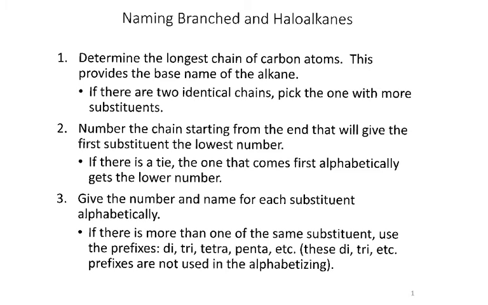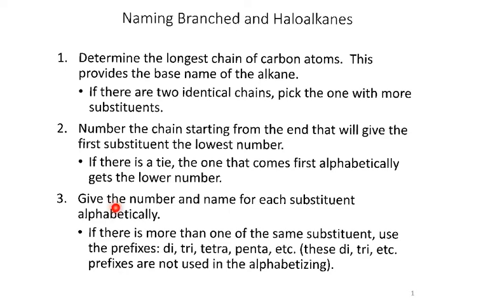When I then go to name it, in addition to the base name that I determined in step 1, I'm going to name each one of the substituents. I'm going to put those substituents alphabetically. I'm going to give both the number of the carbon atom that it's attached to and the name of that substituent. In the case that there's more than one of the same substituent, so let's say there's 2 chlorine atoms attached to my alkane, then I would use the prefixes di, tri, tetra, penta, etc. to tell me how many of each substituent there are. And for example, if I have a tetra, meaning there are 4 of that substituent, I'd have to give all 4 numbers for each one of those substituents.